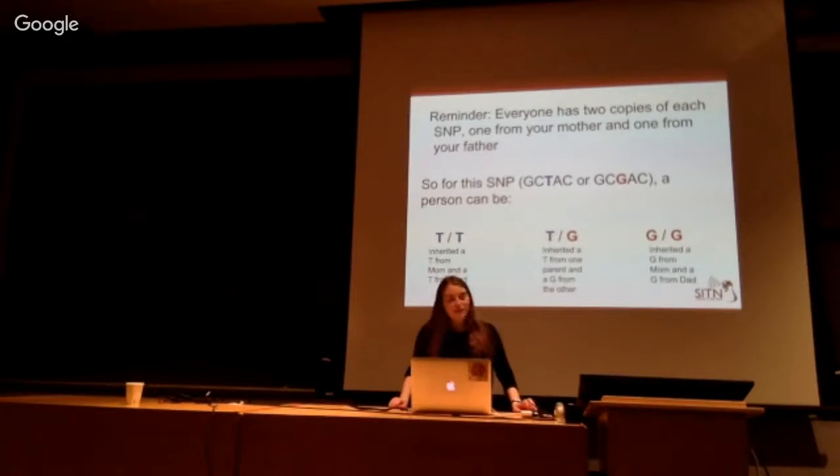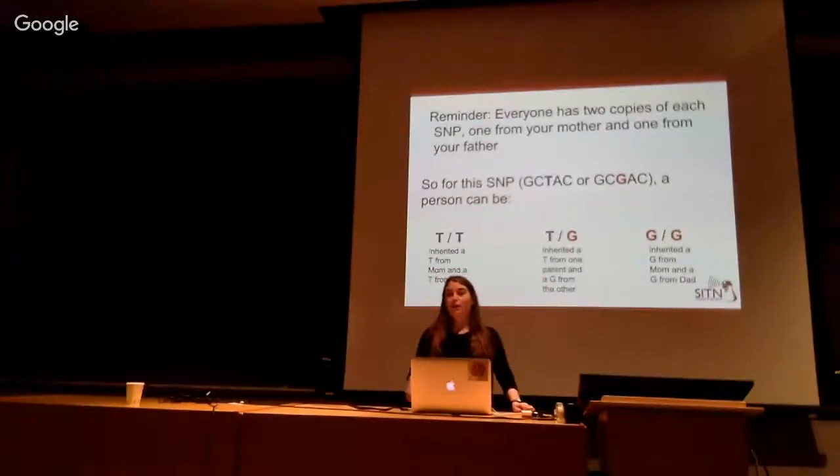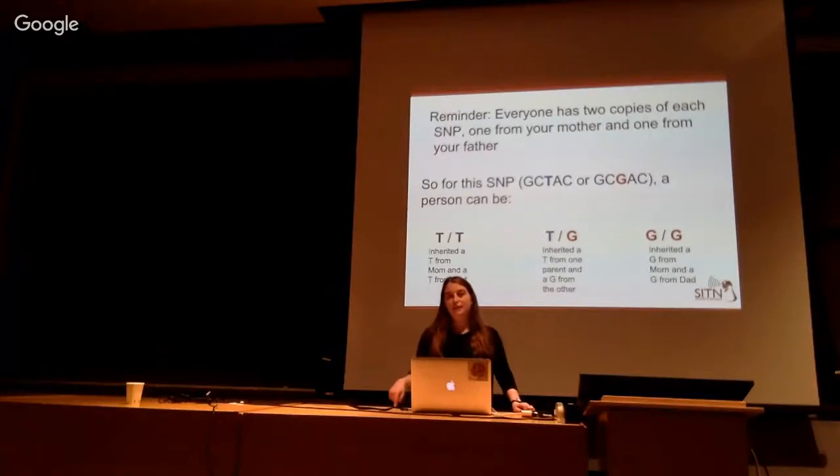So this is a good moment to remind you that everyone has 2 copies of every SNP. So you have 1 copy from your mother, 1 copy from your father. So with a T to C SNP or T to G SNP example, you could be TT, you could be TG, or you could be GG. Those are the 3 possible options.